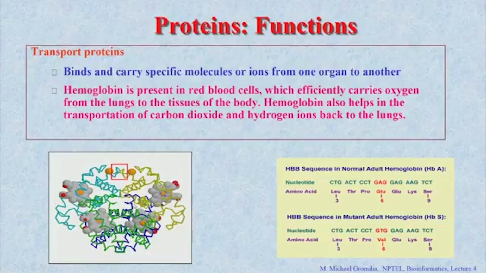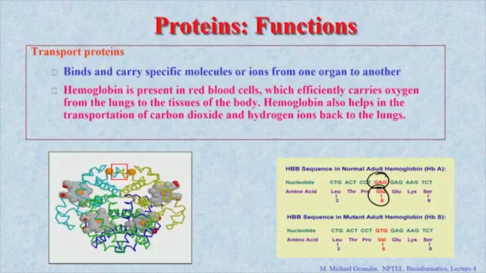Hemoglobin has how many subunits? 4 subunits, 2 alpha subunits and 2 beta subunits, and the beta subunits contain a specific residue called glutamic acid, right. So this is the structure of the hemoglobin beta chain, it looks like this. If there is a change in the nucleotide or a change in the amino acid, this will affect the transport, right.